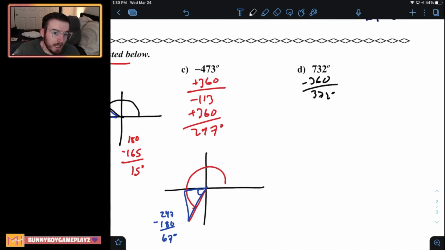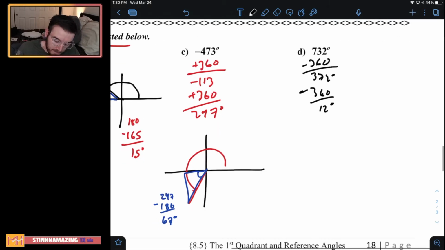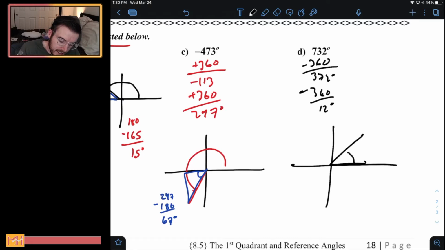If I subtract 360 again, because that's also kind of a big number, I end up with 12. If I plot a 12-degree angle, guess what? That is our reference angle. The reference angle for 732 is 12.